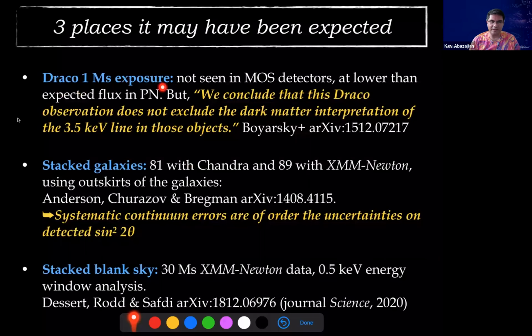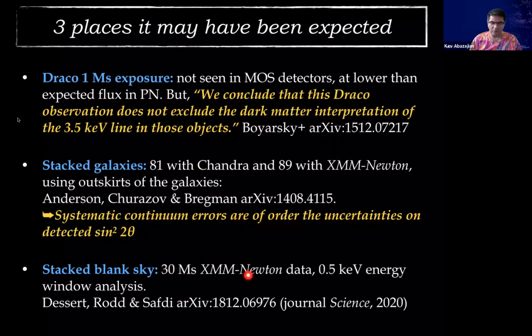The 1 megasecond exposure of Draco didn't see the line, but the team that proposed the observation concluded that it wasn't necessarily inconsistent with the dark matter interpretation. I still think it's problematic that this deep exposure didn't see it. If you look at where their constraints are, they're pretty low. There's also a stacked galaxy analysis. If you look at the continuum in that analysis, however, it has features that are as big as the signal, the uncertainty in the continuum that they infer. So it's not very convincing.